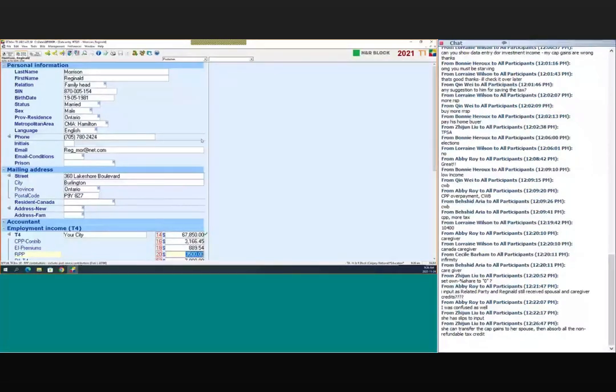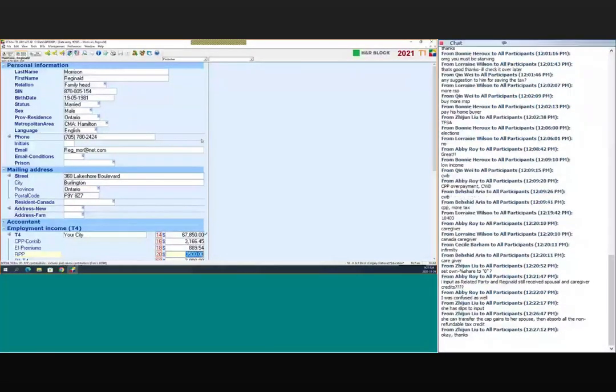Okay. So she can transfer the cap gains to her spouse and then absorb. No, she cannot do that. No, she can't. You'll notice, Zinju says she can transfer the capital gains. No, she can't. There's no rule about that. Can't do that.